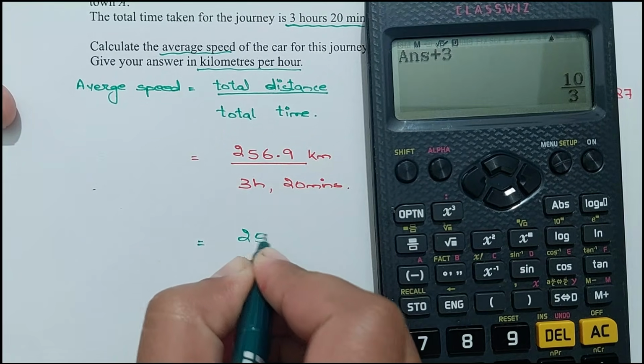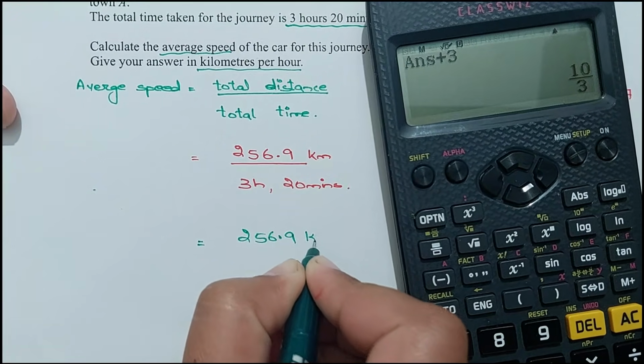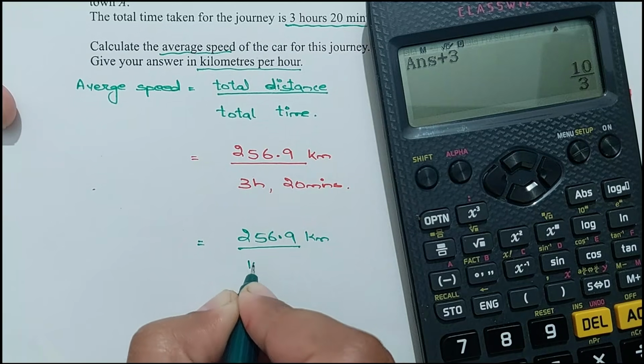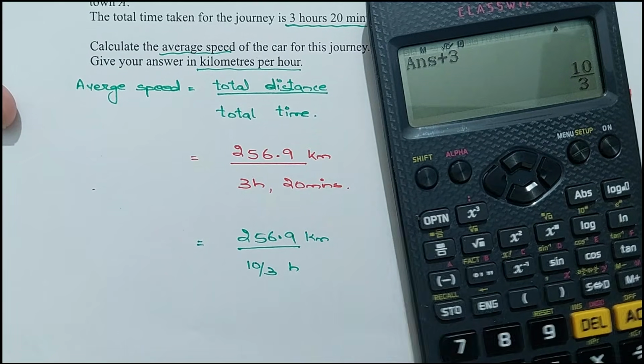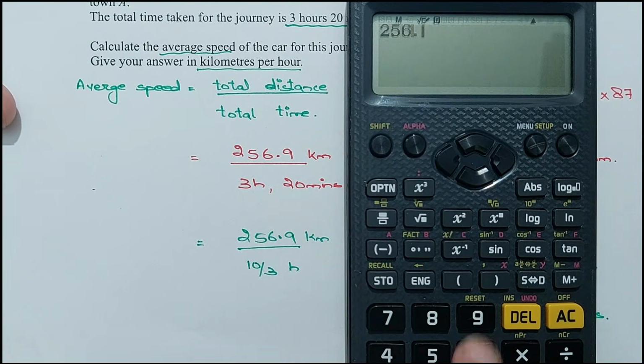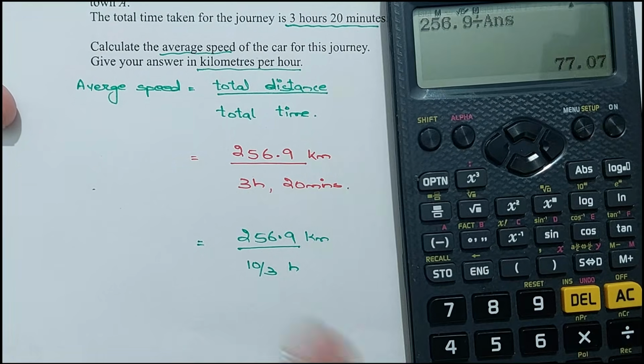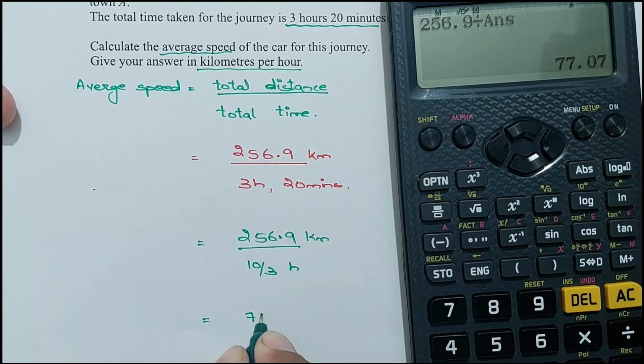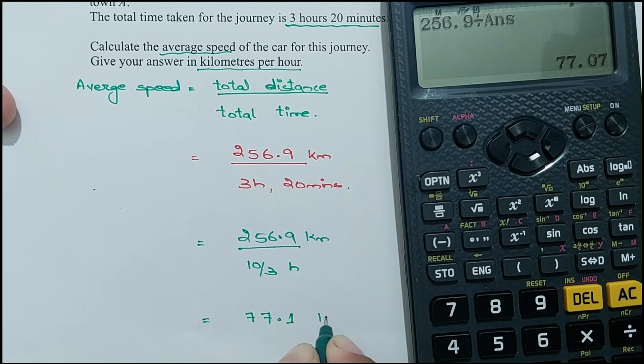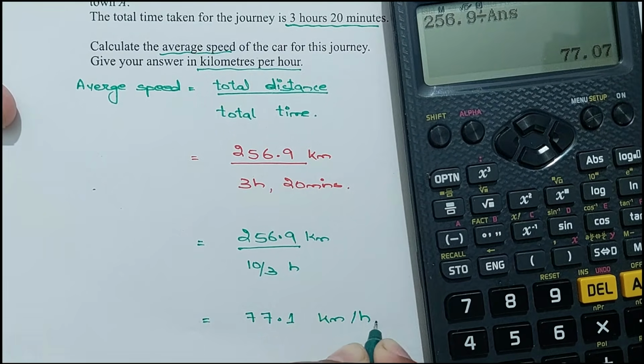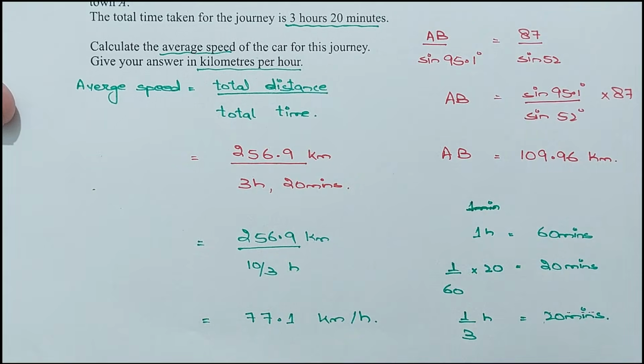So 256.9 kilometer divided by 10/3 hour. So this would be 256.9 divided by that, and the answer would be 77.07 or 77.1 kilometer per hour is the average speed.